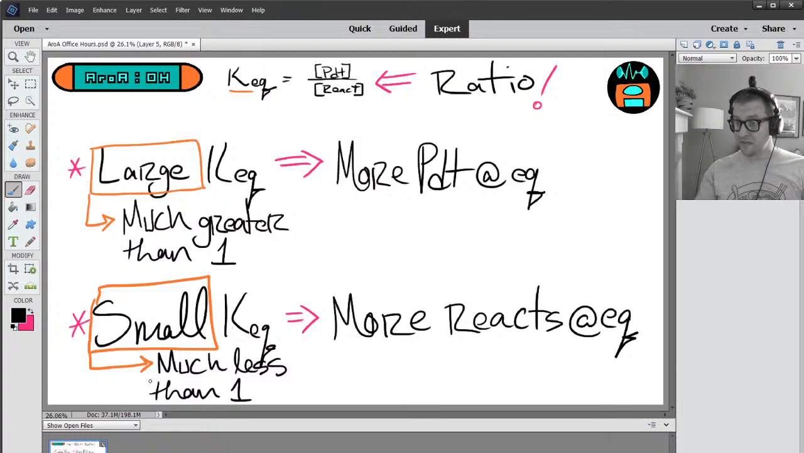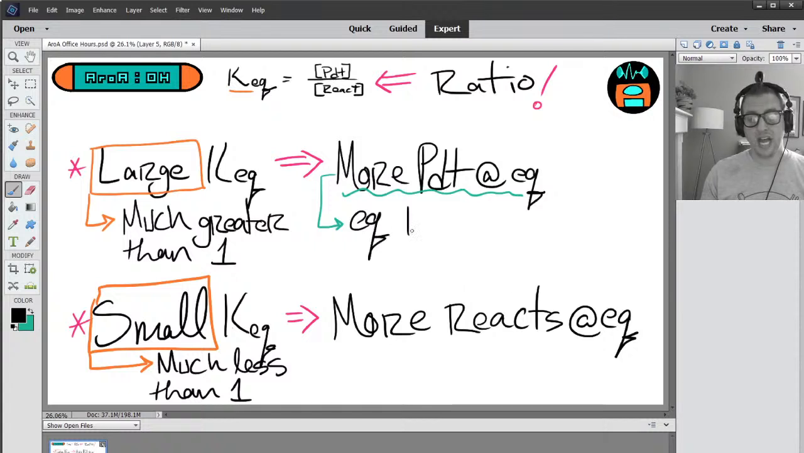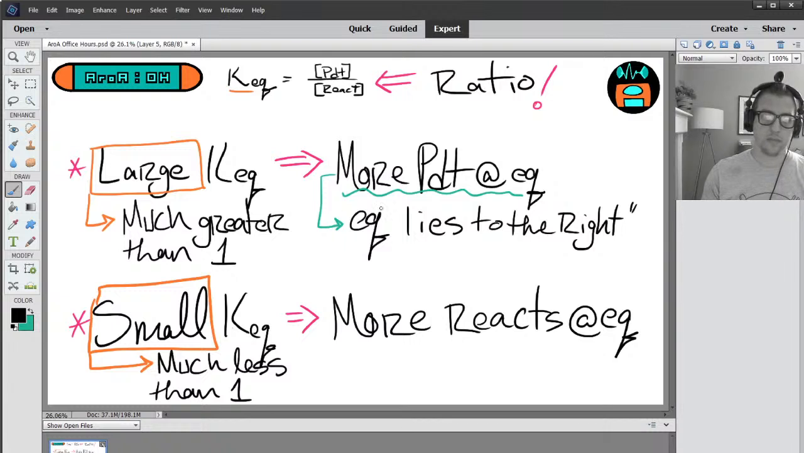All right. So if you have a number that is much, much smaller than 1, that means you have a larger denominator. That means you have more reactants at equilibrium. If you have a number that's much, much greater than 1, you have a larger numerator. That means you have more products at equilibrium. When you have more products, the way we describe it is we say that the equilibrium lies to the right. Because the products are on the right side of a chemical reaction.